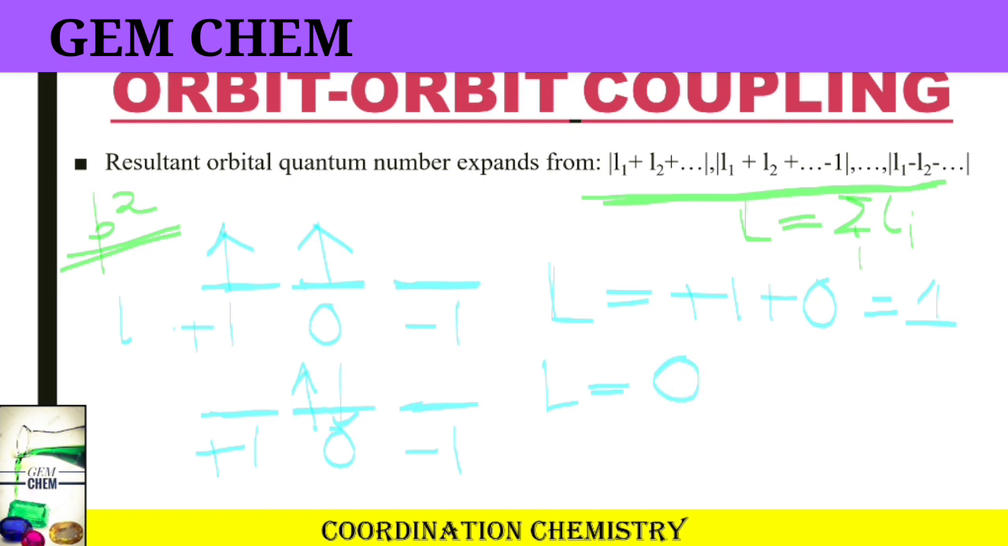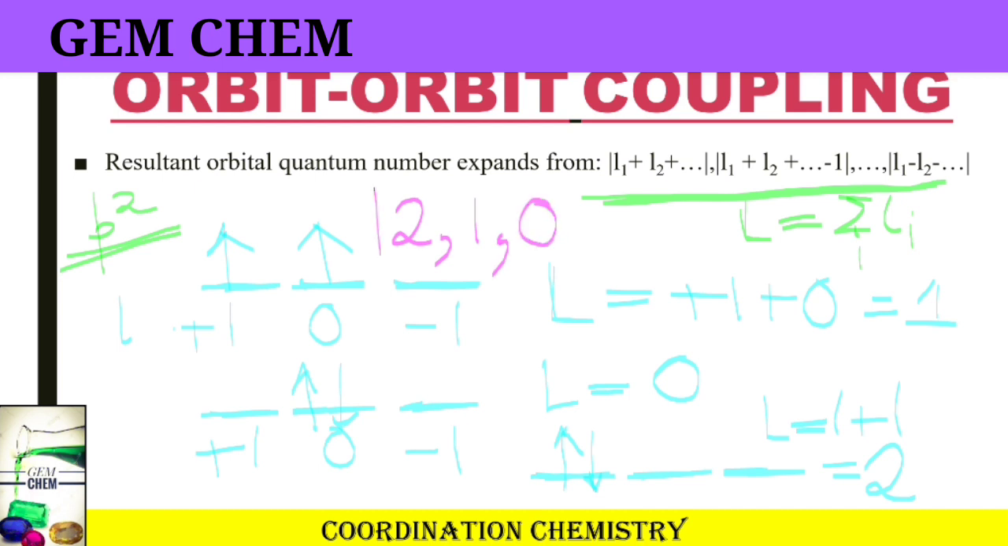Similarly, another way is take this one and arrange it, one here, another again here. So there will be L equal to 1 plus 1, you will get 2. So what are the values which you obtained is 2, 1 and 0. So these are the values of L corresponding to P2.